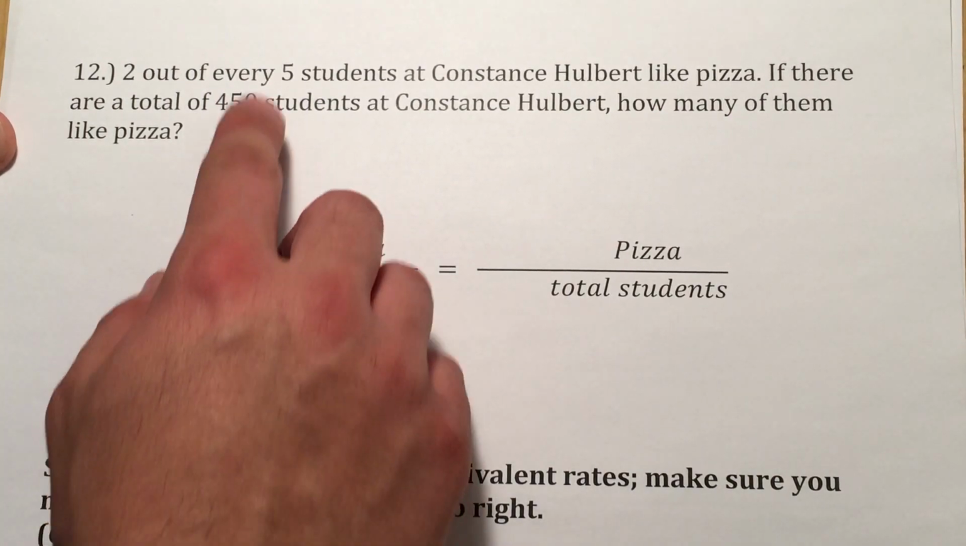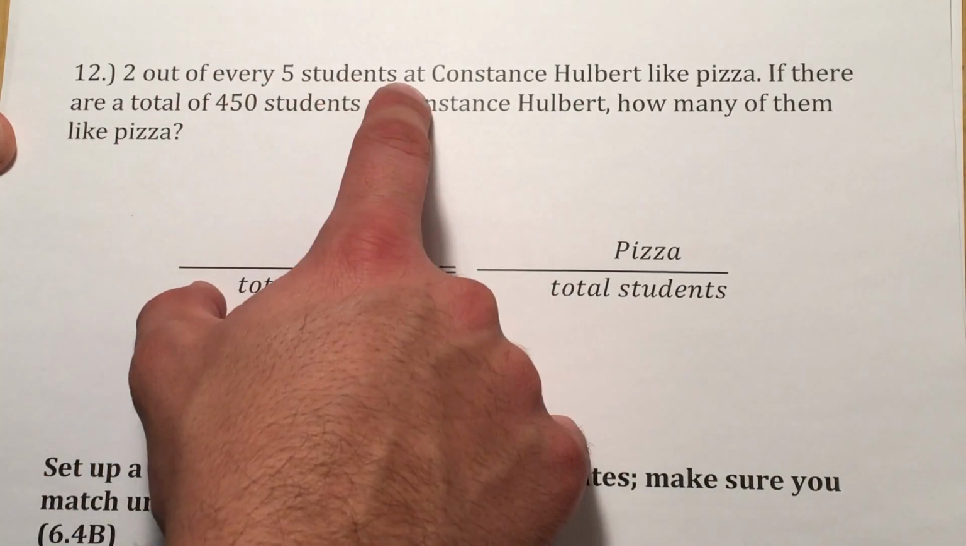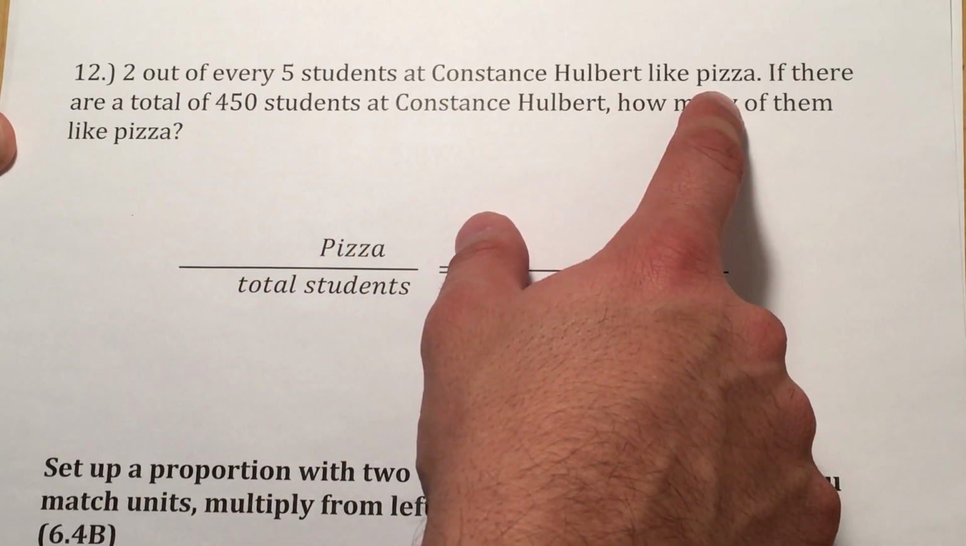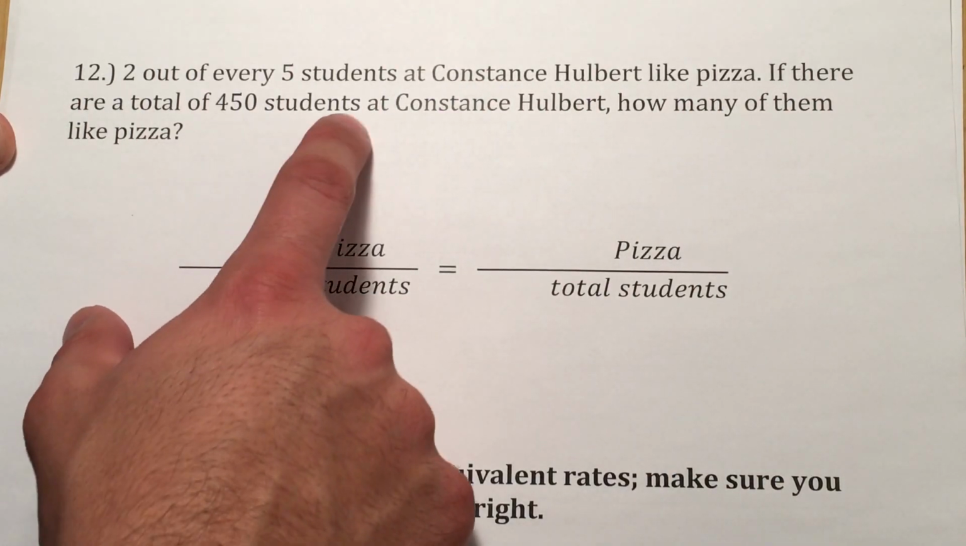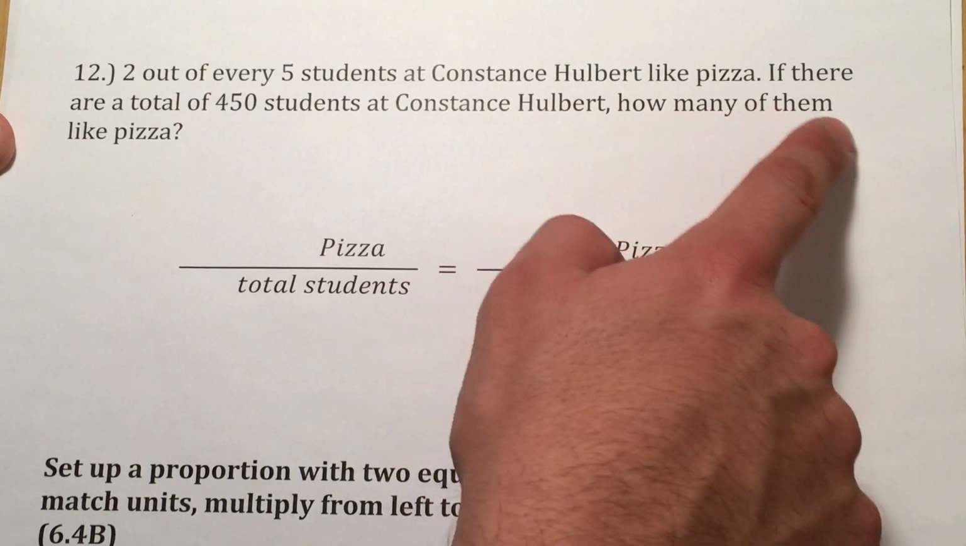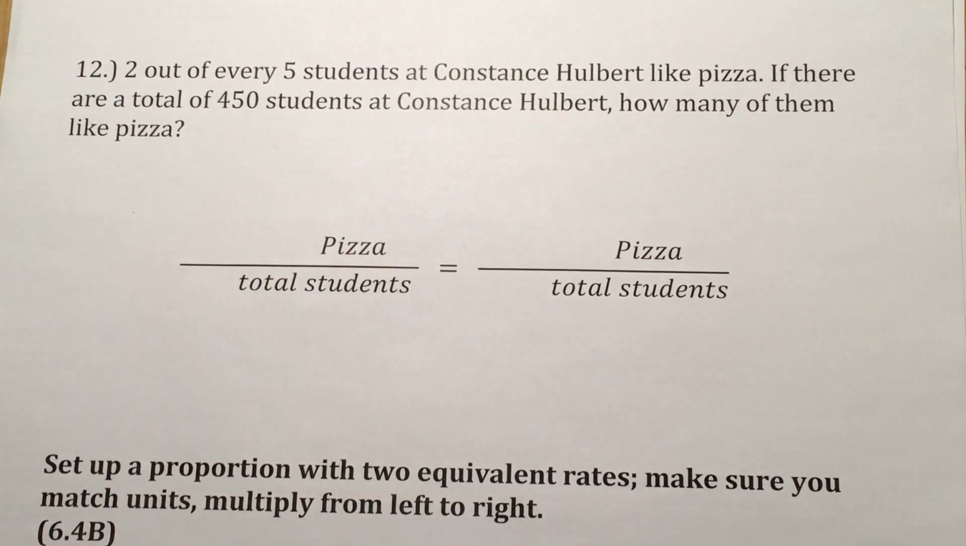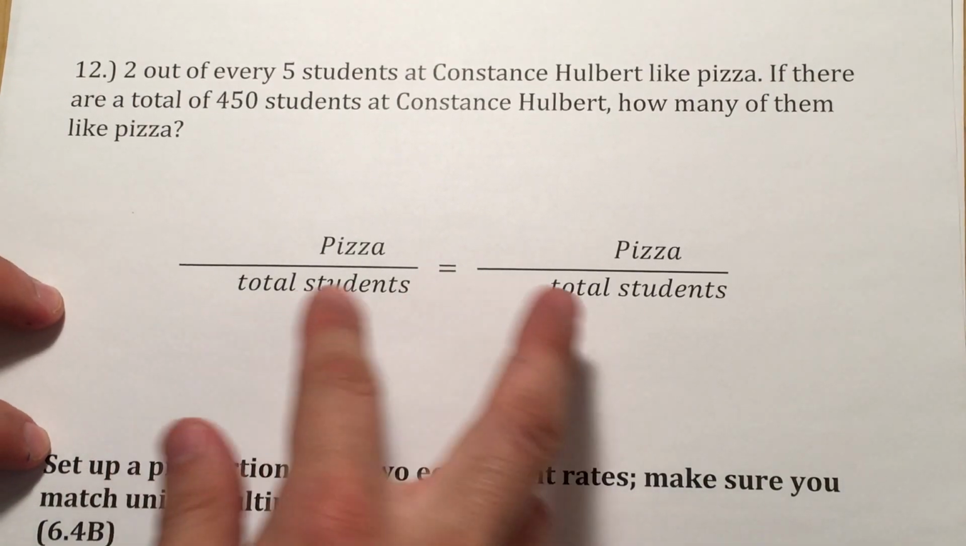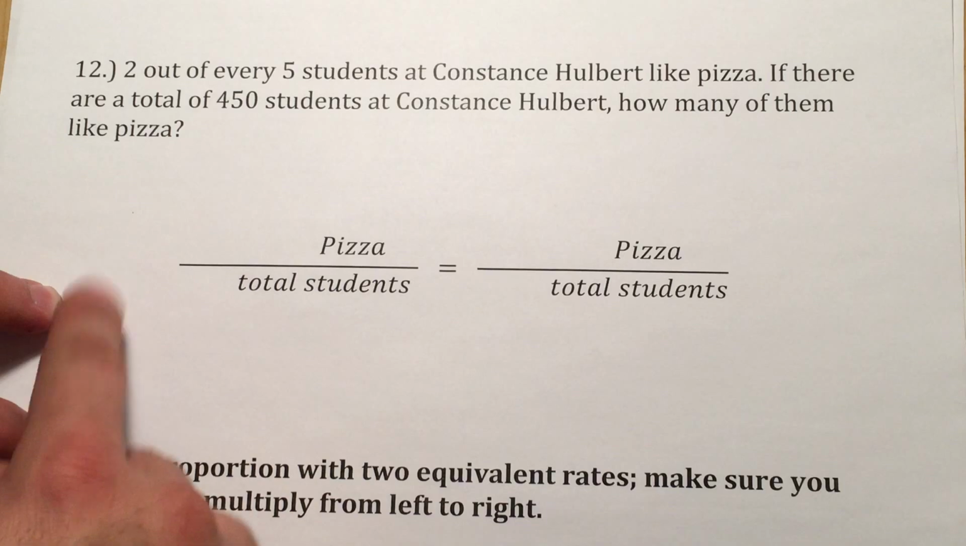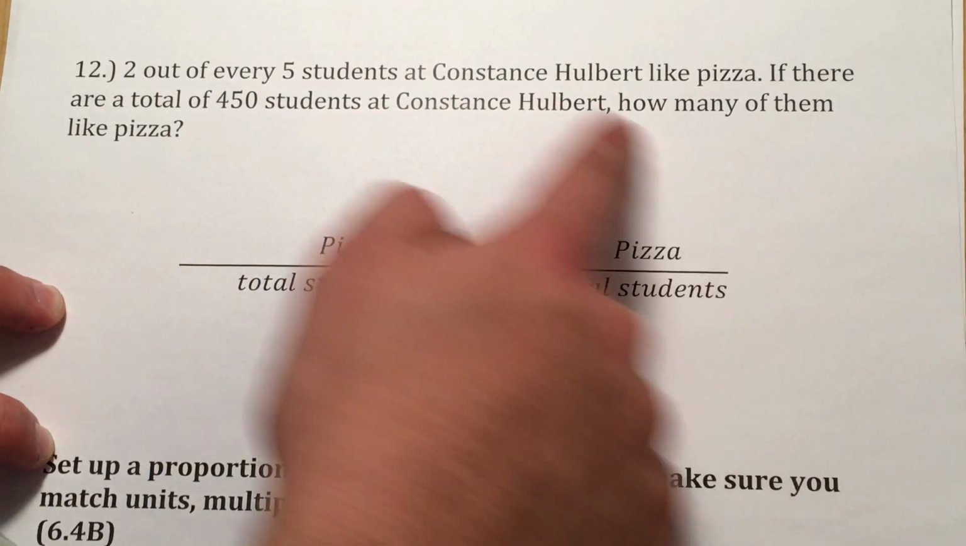Let's read that one more time. 2 out of every 5 students at Constance Holbert like pizza. If there are a total of 450 students at Constance Holbert, how many of them like pizza? So the way that we're going to solve this problem is we're going to set up two equivalent ratios, or what is known as a proportion, okay?